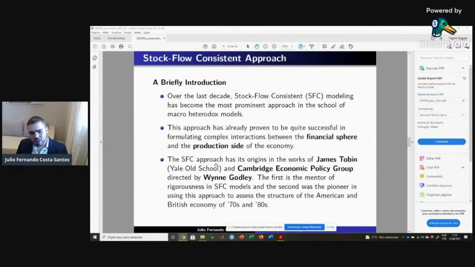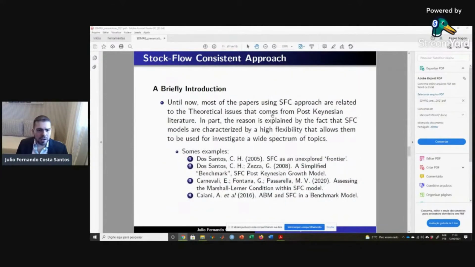The SFC approach has its origins in the works of James Tobin, who came from the Yale school, and the Cambridge Economic Policy Group, directed by Wynne Godley. The first is the mentor of the rigorousness of the SFC models, and the second was the pioneer of using the approach to assess the structure of the American and British economies in the 70s and the 80s.